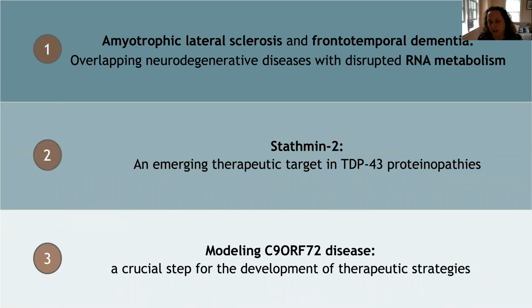ALS FTD. The C9orf72 expansion is the most common genetic form of both ALS and FTD. And we have used different mouse models and cellular models to test different mechanisms and to develop therapeutic strategies.